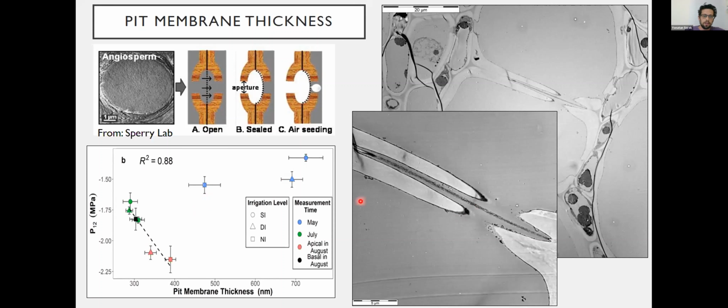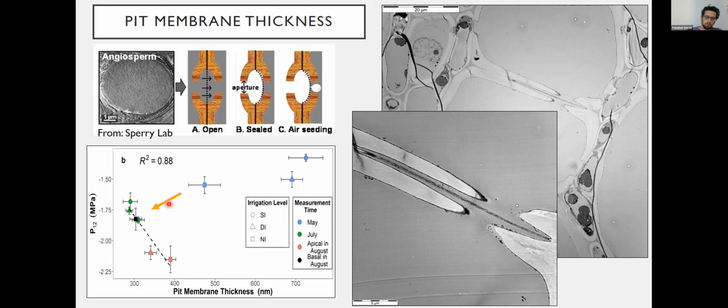This is why we think that pit membrane thickness can explain the shift in the embolism resistance only after the electron density, which we don't know exactly what it is, is high. Also, as you can see here, for the same leaf that we took in May and in August, the pit membrane thickness shifted.